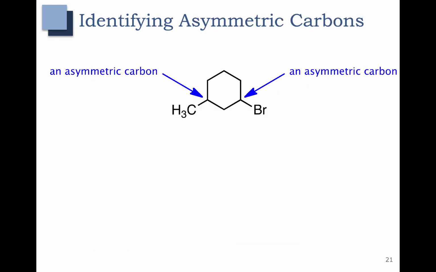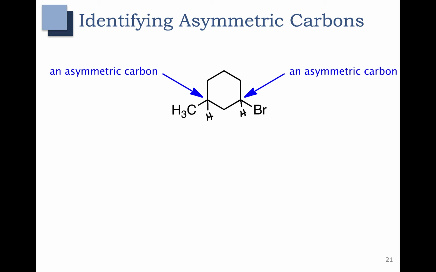In thalidomide, there were hashed and wedged lines drawn in to help clue you in that there was an asymmetric center there. However, this isn't always the case. If you were given this structure here, it doesn't have any hashed or wedged lines, and you have to recognize that on the left this is an asymmetric carbon, and on the right is an asymmetric carbon. Let's draw on those hydrogens to help us out. On this left carbon here, we have a hydrogen and a methyl group attached. Those are different groups. We also have CH2s.